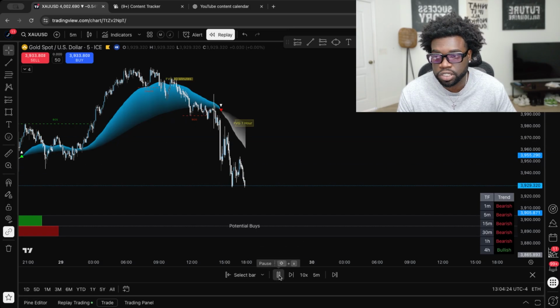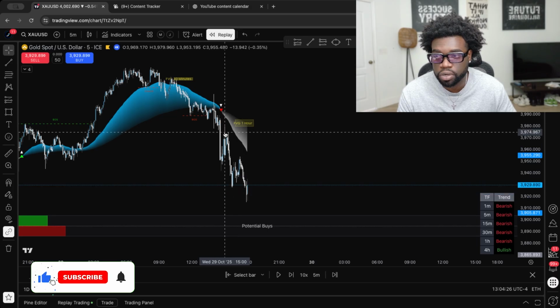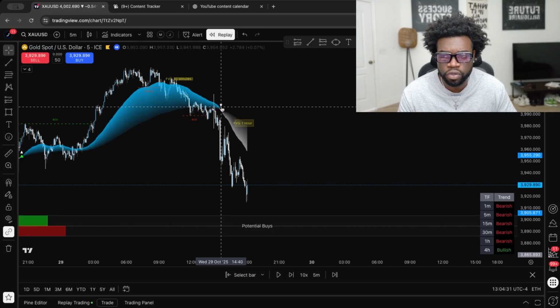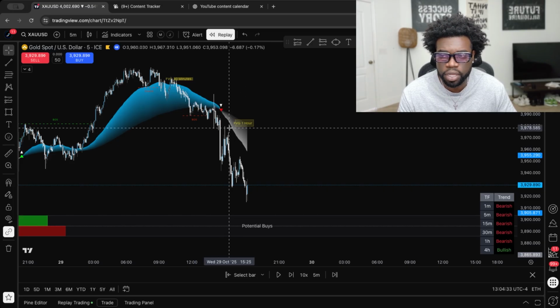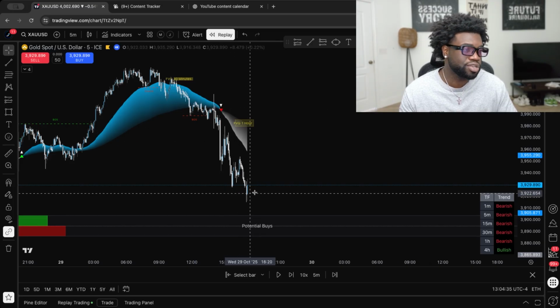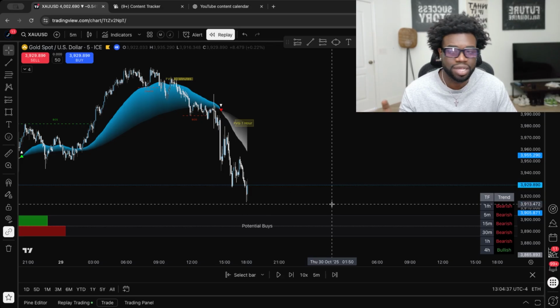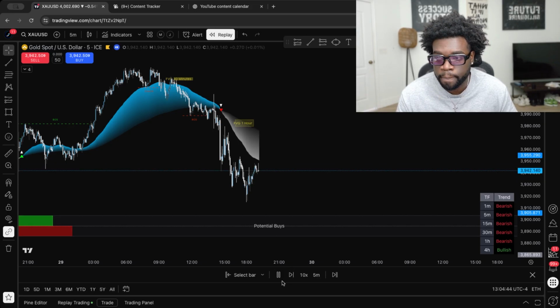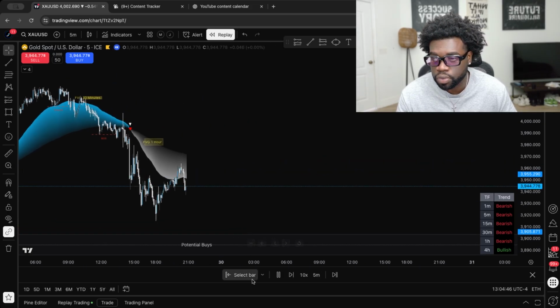If we were paying attention, we could have entered at this drop right here because we have a change of character up here, a break of structure, followed by the fluid flow cloud, and a little pullback. Enter here, catch the drop. We could have done that also, but I want to show you guys an A setup. So let's continue playing.